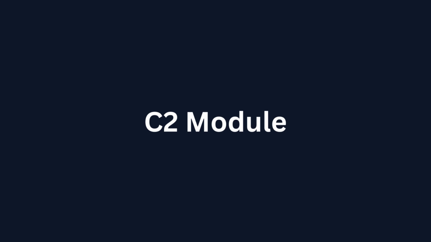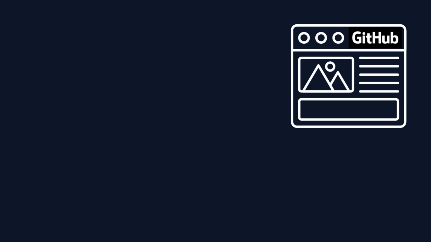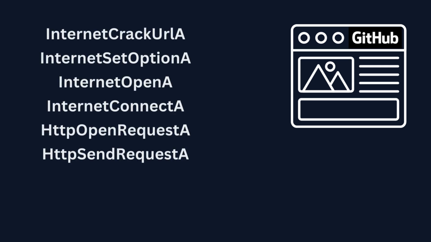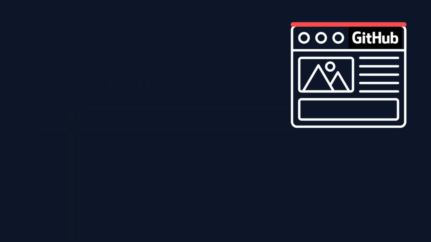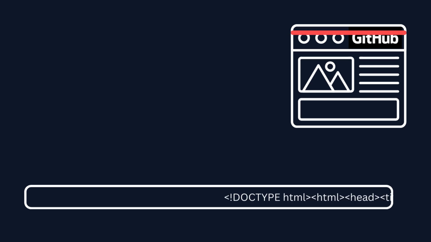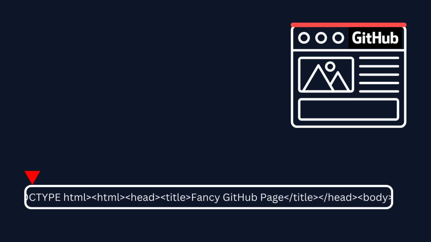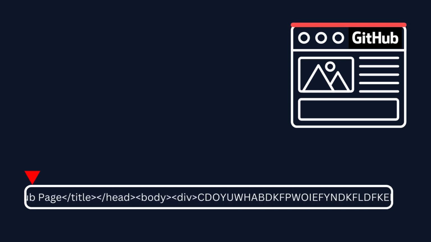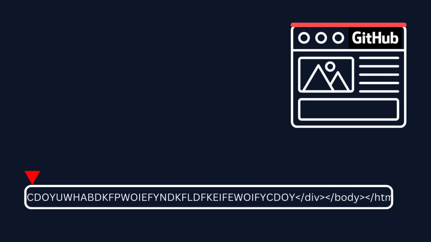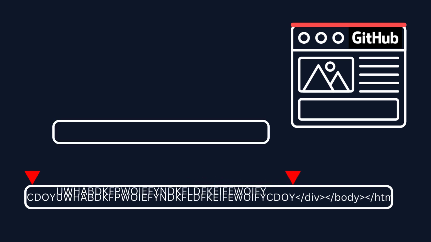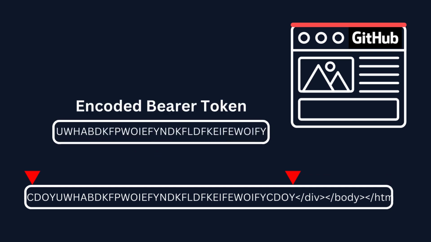The initial C2 server the malware reaches out to is a GitHub page. A series of standard Windows API functions are called to make a GET request. The malware downloads the entire GitHub HTML page into a memory buffer and begins searching for the bytes CDOY, which should be in the About section. The malware searches each byte in the HTML for the first instance of CDOY. Once this is found, the malware copies all the characters up to the second instance of CDOY into a separate memory buffer. This substring is an encoded bearer token, which is then used to authenticate with a cloud API.